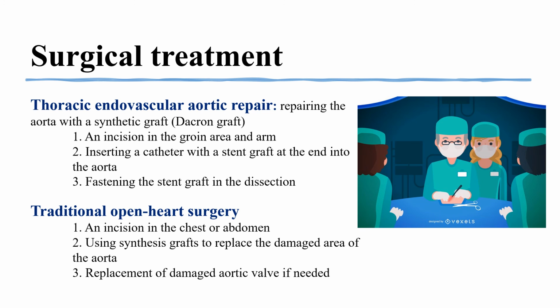Another method is traditional open heart surgery. They're not gonna use a catheter in this method, but they're gonna make a direct incision in the chest or your abdomen, depending on what type of aortic dissection that you have. And the same way, they're gonna use the synthetic graft to replace the damaged area of the aorta. And they will also replace the damaged aortic valve if needed.